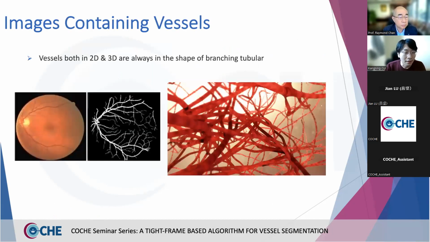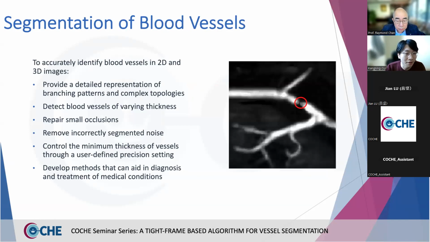So here you can see images containing vessels, and the vessels in both 2-dimensional or 3-dimensional images always have the shape of branching tubular structures. This is just a visualization, and we wanted to do the segmentation of blood vessels. The segmentation of blood vessels is a critical task in medical images, and it requires accurate and reliable techniques to aid in diagnosis and treatment of various medical conditions such as diabetic retinopathy, cardiovascular diseases, and also cancer.